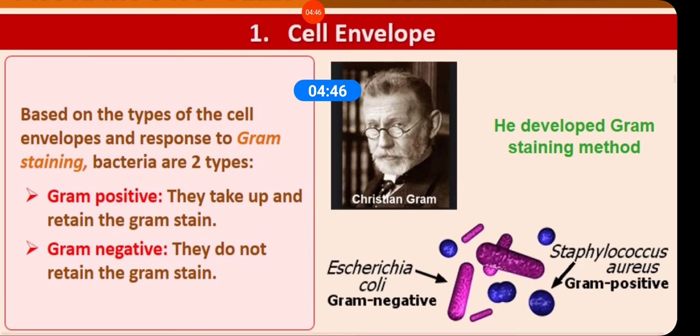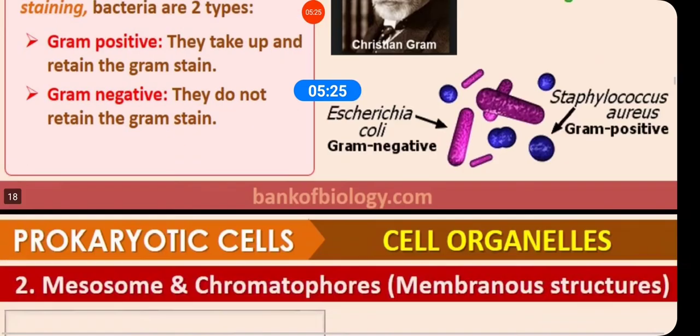Now this is very important, a new thing for you. According to the cell envelope, there are two types of bacteria according to the stain they take. One is the gram positive bacteria. They take up the stain, and that is why they are called gram positive bacteria. In the diagram, if they take up the stain, you can see a purple color, that is gram positive. And those bacteria which don't retain the stain are called gram negative bacteria.